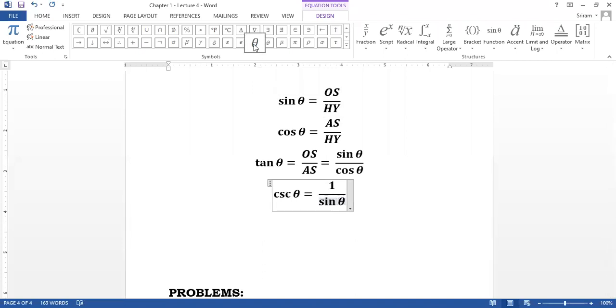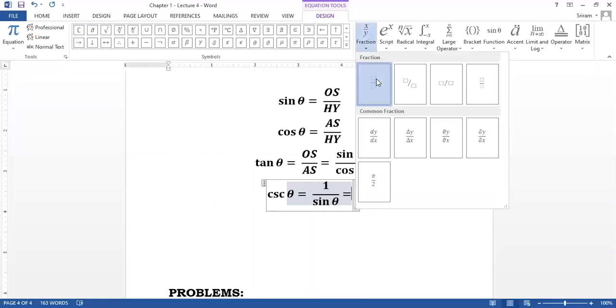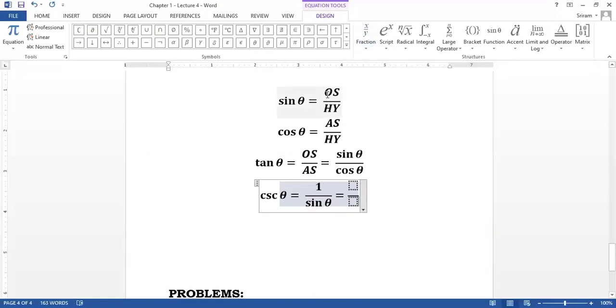How can I write this with respect to the sides? I know cosecant theta is the reciprocal of sine theta. Now I want to express this with respect to the sides. Sine theta is opposite side by hypotenuse. So this will be the ratio between the hypotenuse and opposite side. The reciprocal of opposite side by hypotenuse becomes hypotenuse by opposite side.